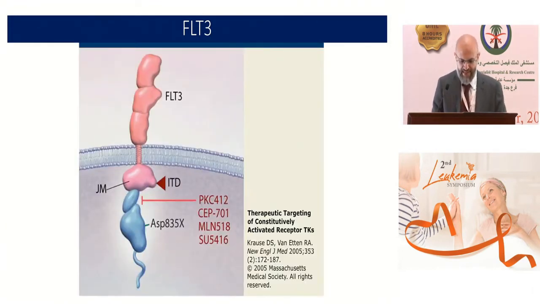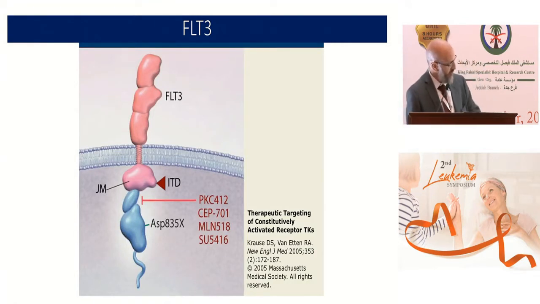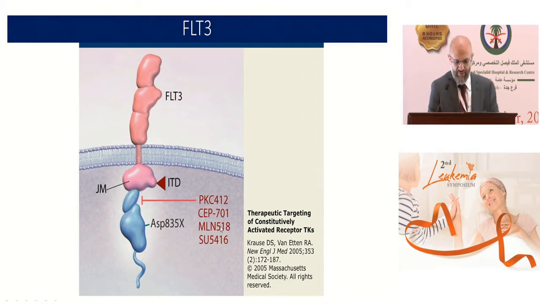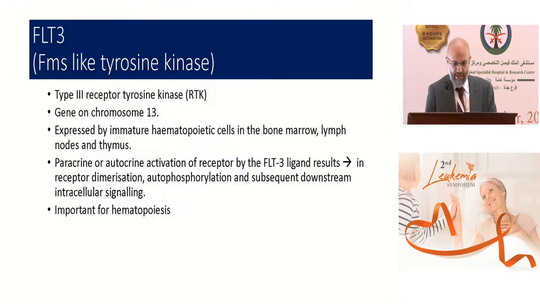So that is a cartoon of the FLT3 receptor. So you have this outer extracellular component, and the mutations that we mainly deal with, the internal tandem duplication, happen in this intracellular compartment. And these were some of the targets, or some of the targeted therapies that were in trials some years ago, or many years ago, that's from 2005, trying to target the FLT3 mutated AML.